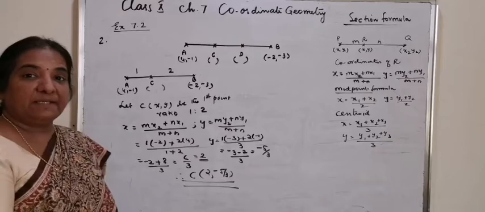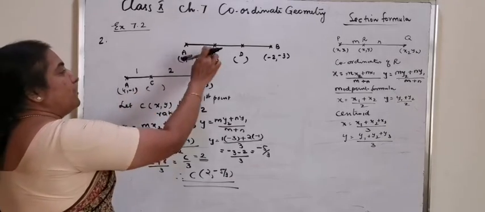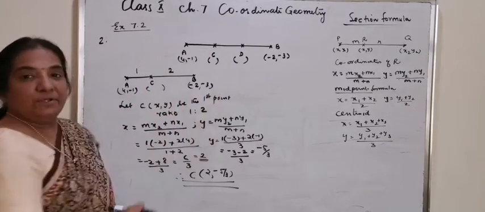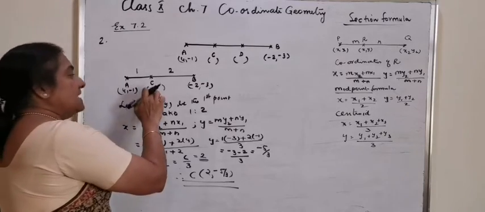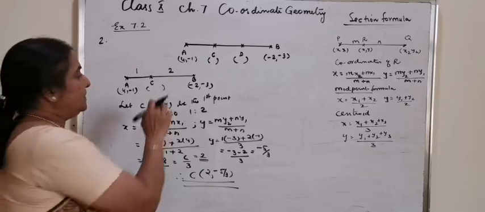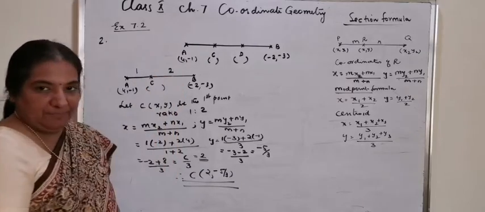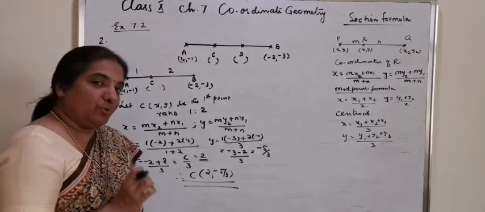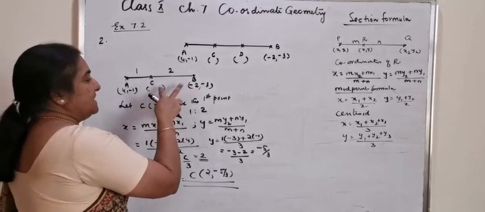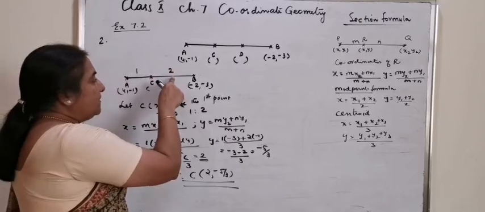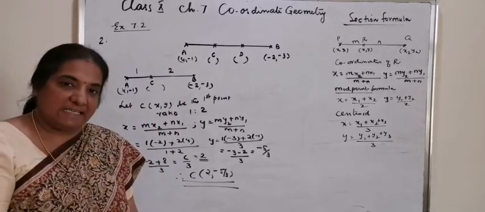The first method is, after getting the point C, you can find the midpoint of C and B, which will give you the point D. That means the midpoint of CB will give you the coordinates of the point D.